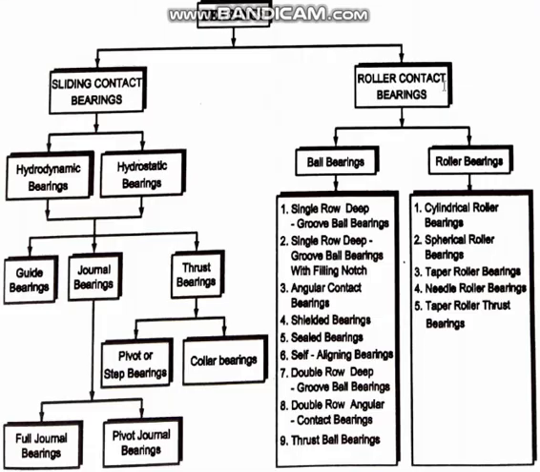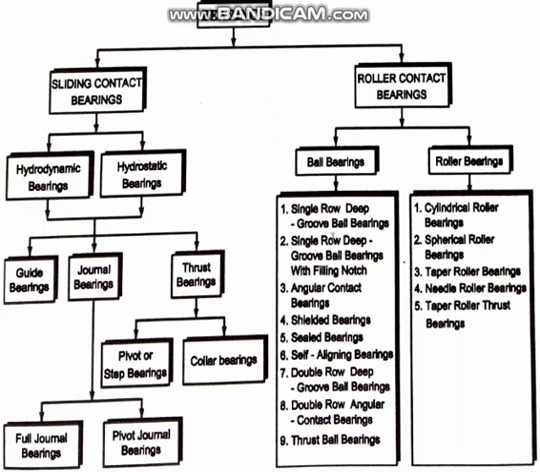Now let us see about the rolling contact bearings. Rolling contact bearings can be ball bearings and roller bearings. In ball bearings, there is the single row deep groove ball bearing, single row deep groove ball bearing with fillet notch, angular contact bearings, shielded bearings, sealed bearings, self-aligning bearings, double row deep groove ball bearing, double row angular contact bearing, thrust ball bearing. These are different types. Roller bearings include cylindrical roller bearings, spherical roller bearing, tapered roller bearing, needle roller bearing, tapered roller thrust bearing.